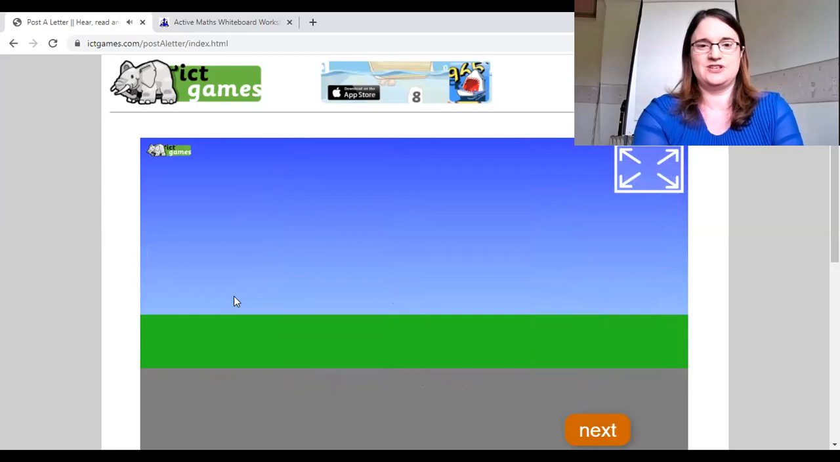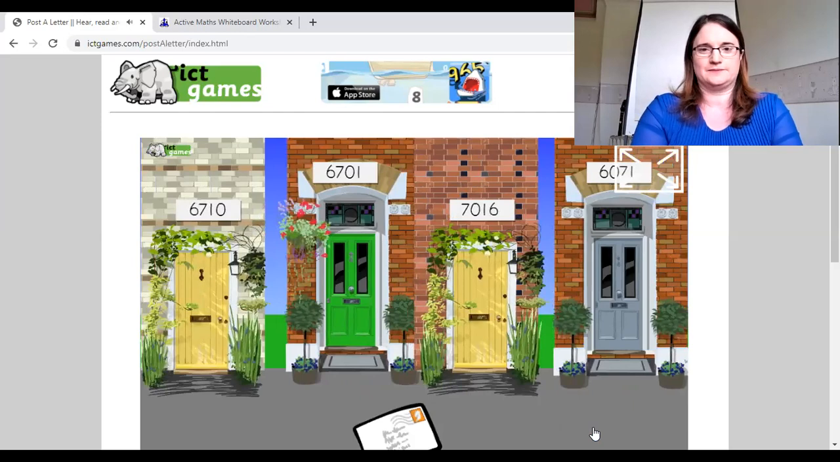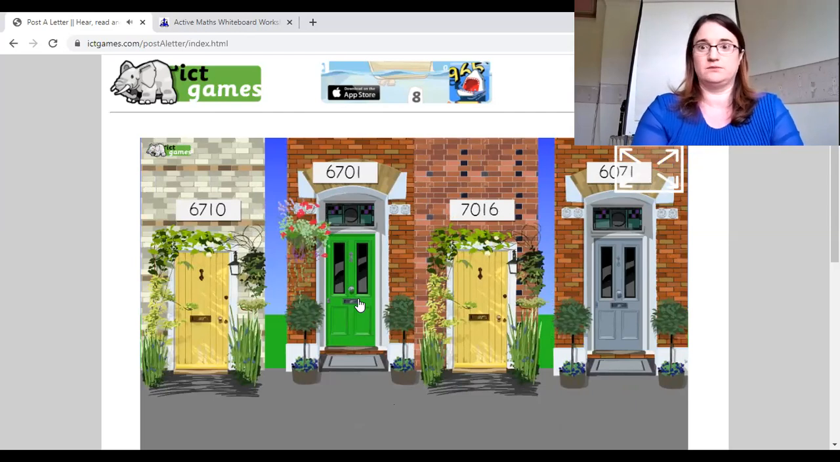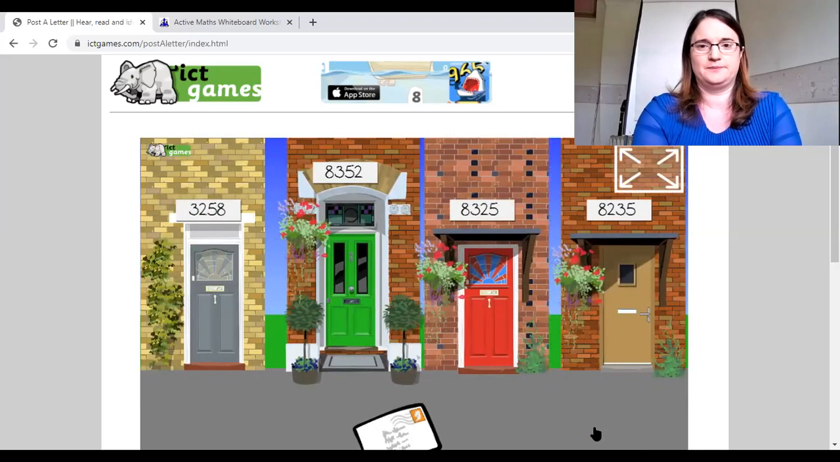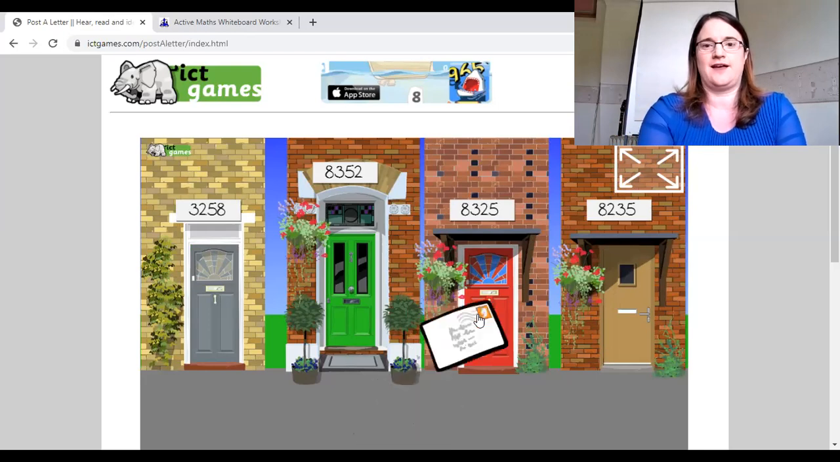Here comes the next set of doors. Are you ready to listen? 6,701. Which door is it heading to? The dog in this one. Ready for the next one? Listening ears, are they ready? Here we go. 8,325. Which door is this one going in? Look really carefully. Thank you.